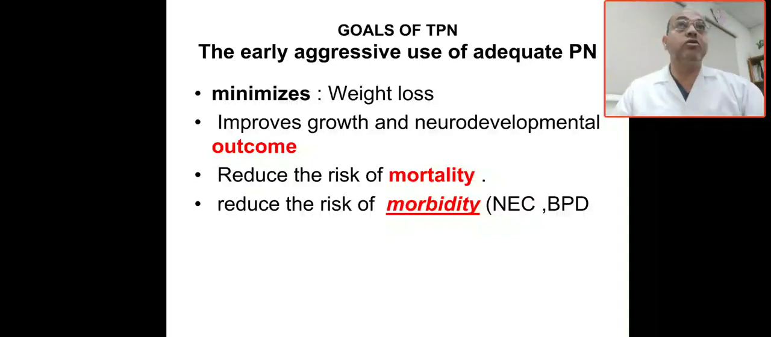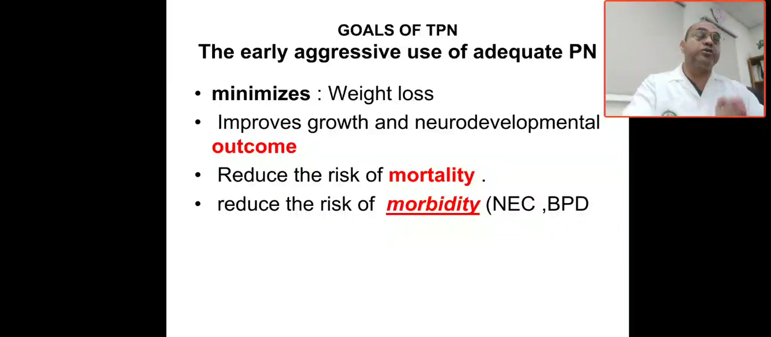So what is the goal of the TPN? The early aggressive use of adequate parenteral nutrition. It's early TPN compared to late or delayed TPN. Actually, early is better than late. It will decrease the mortality and morbidity. So early TPN is better than late TPN.